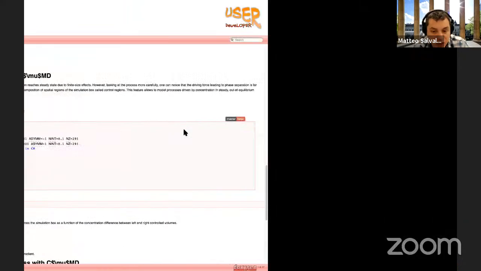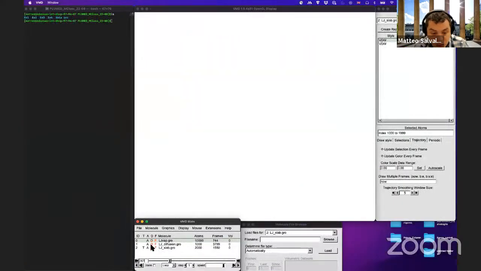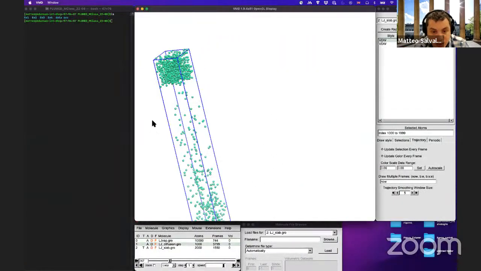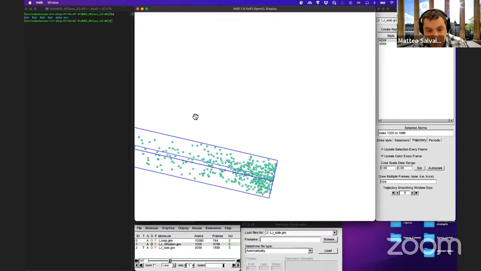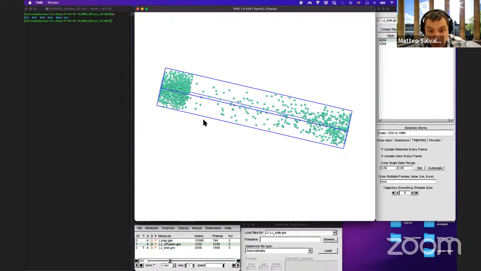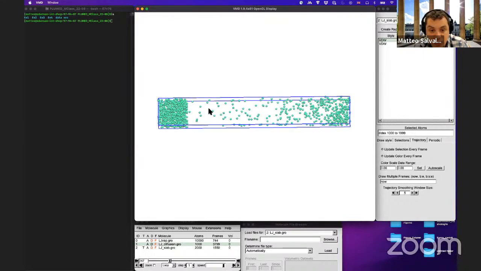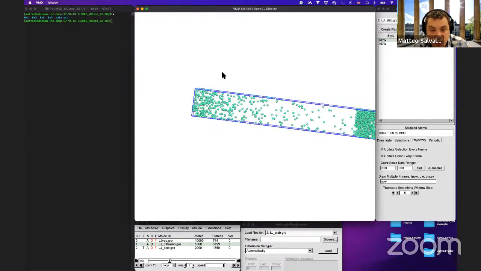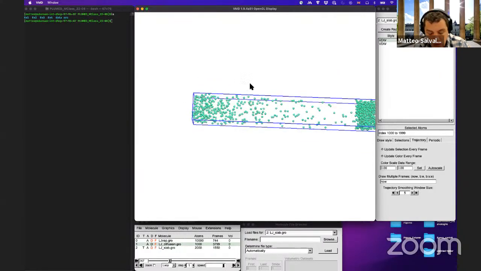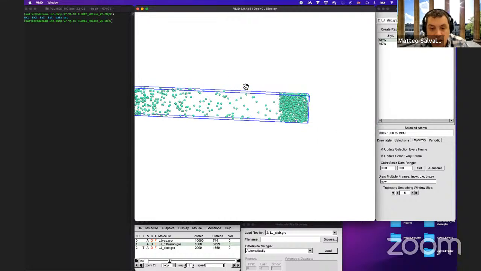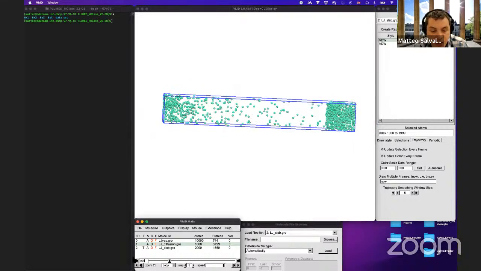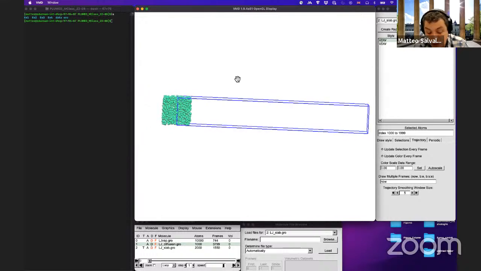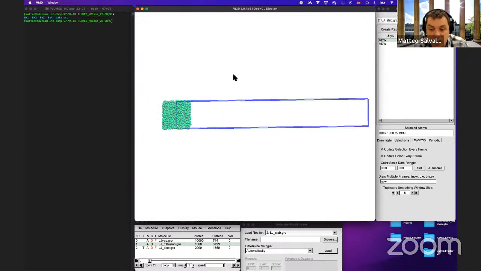I want to give you an idea of how a simulation like that could look. This is a simulation box for this type of system. Again, the number of atoms is very small, only 1,000 atoms. In the initial conditions, every atom in the system is in the reservoir. The reservoir goes across the periodic boundary conditions in the Z direction.